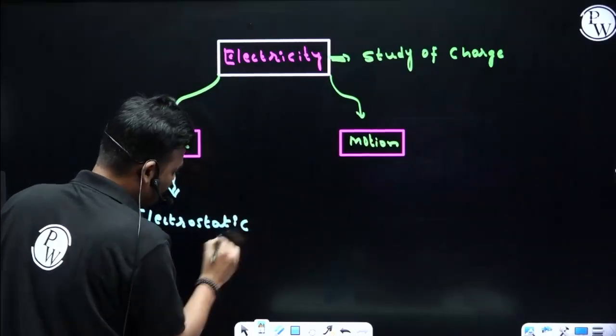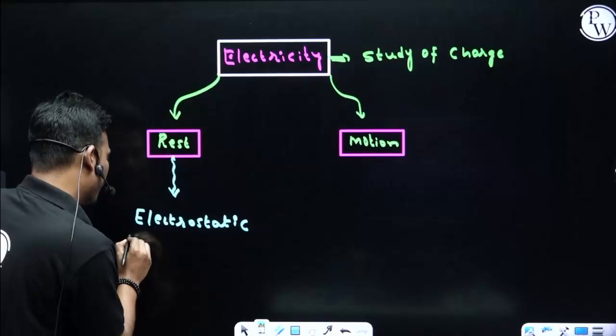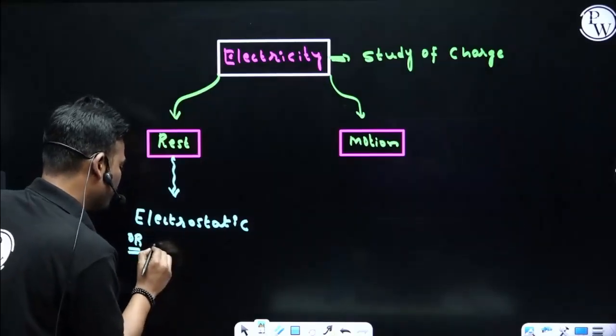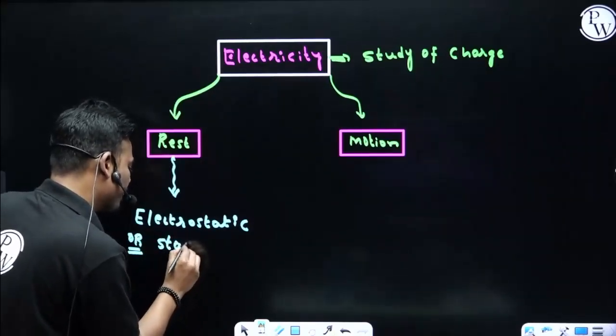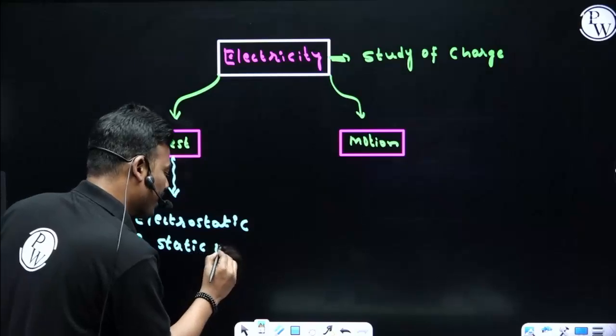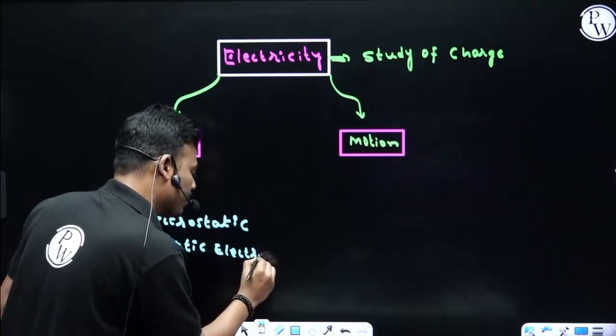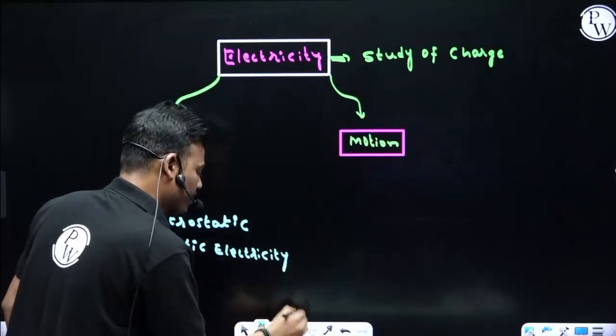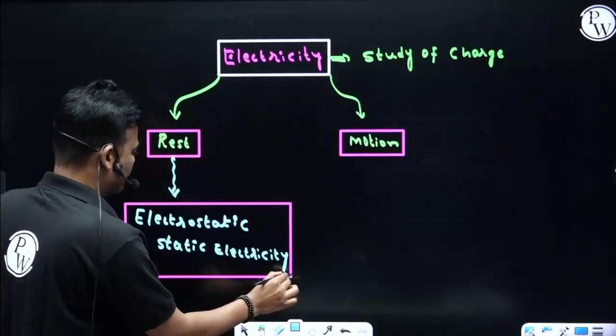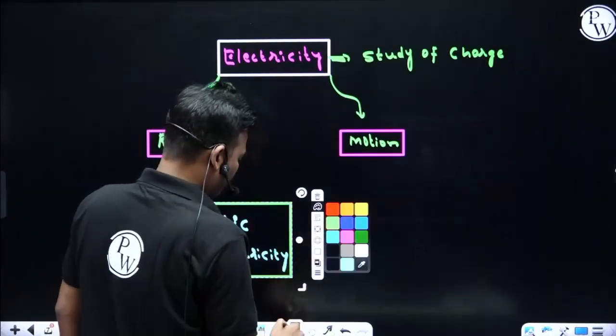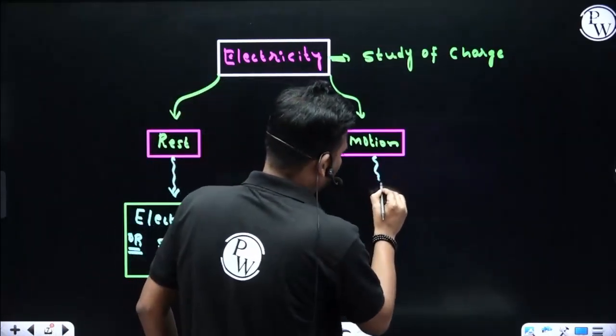Static means stationary, electrostatic, or static electricity. Okay, static electricity. Done. So what if the charges are in motion?